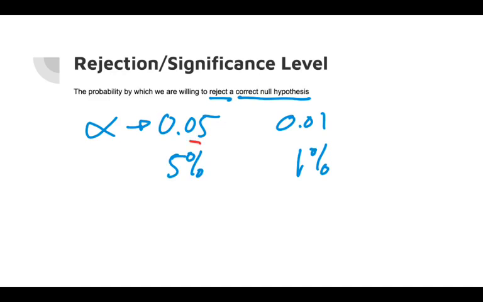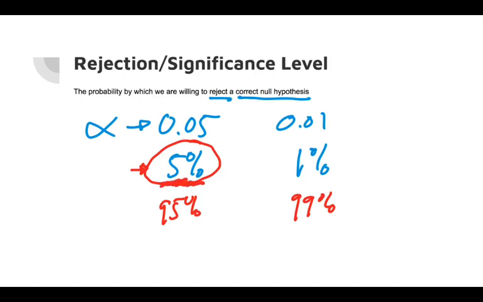Now, here you're accepting a 5% chance that you could be wrong, but you have a 95% chance that you're right. That sounds pretty good, right? Over here, you'd have a 99% chance of being correct. So it all depends on how stringent you want the limitations on your study to be. For most psychology studies, 5% is the limit where they say, okay, we're willing to accept a 5% chance of being wrong here.